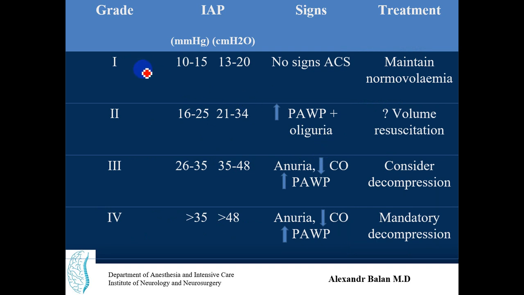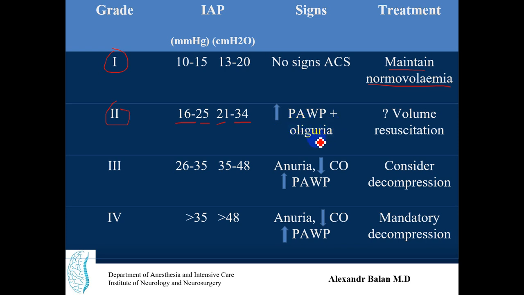And grade, here you see a classification with a table of grades from 1 to 4, and you see different pressures, and pressure more than 12 or more than 10 even is considered increased, or grade 1 intra-abdominal pressure. No signs, and maintain normovolemia. The treatment is at grade 2, you see 16 to 25, and equivalent in water is like 21 to 34 centimeters of column of water.